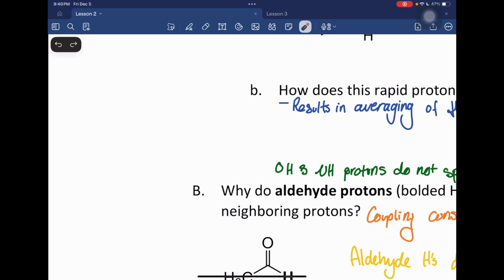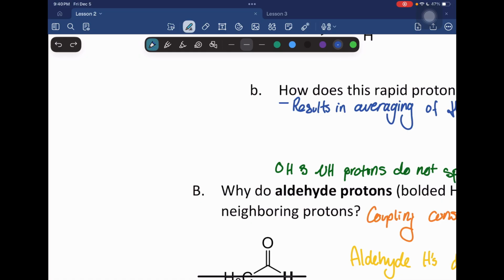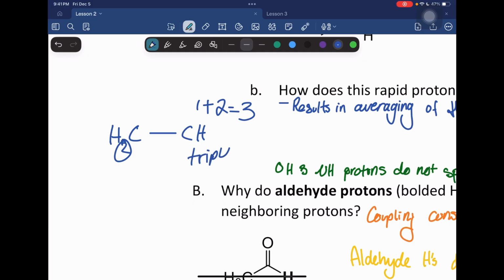Either way, I think of O's and H's kind of like a carbon. So, for example, if OH is right here, and you have a carbon with a hydrogen attached. Generally, if this was a CH, we could say that this is 1 plus 2 is the neighbor, and this would be a triplet, right?